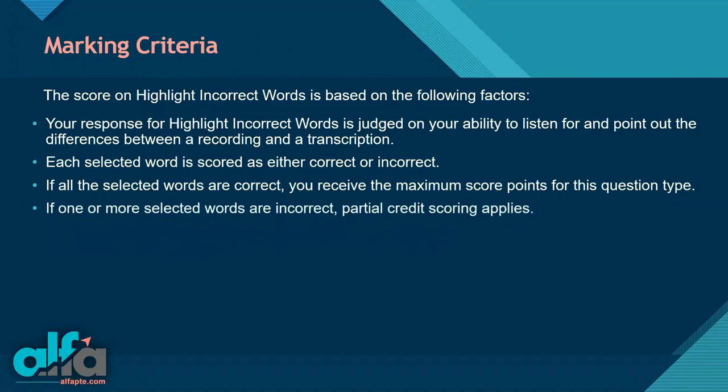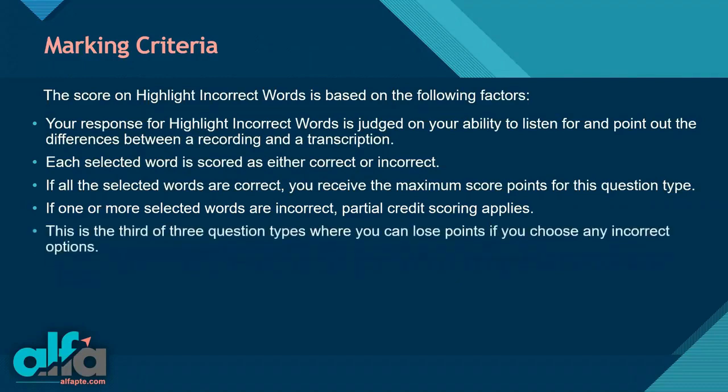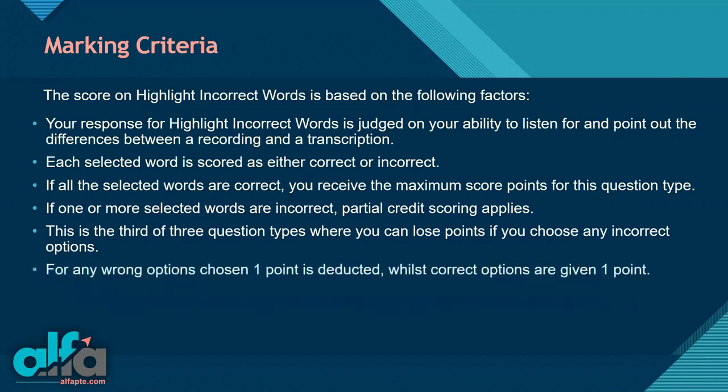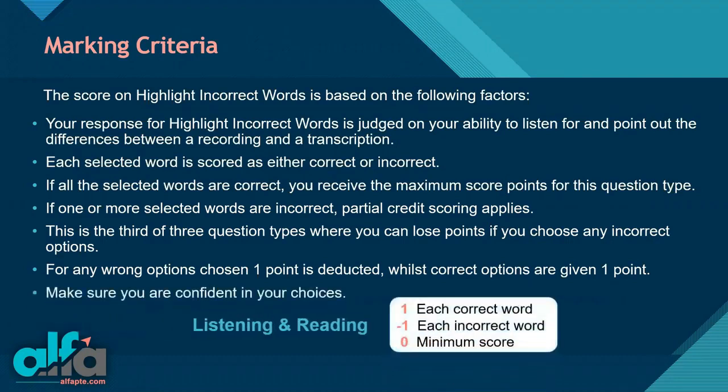If one or more selected words are incorrect, partial credit scoring applies. This is the third of 3 question types where you can lose points if you choose any incorrect option. For any wrong option chosen, 1 point is deducted, whilst correct options are given 1 point. Make sure you are confident in your choices and you do not select anything just for the sake of it.